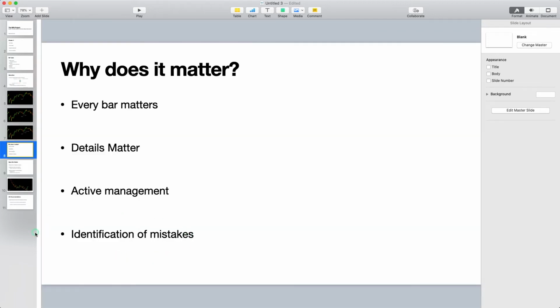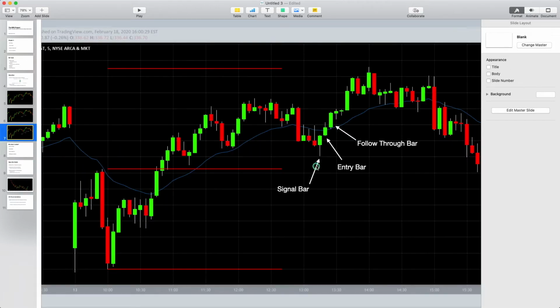And then finally, identification of mistakes. I know for me, there are a lot of times where I'll buy below the moving average and the entry bar and follow-through bar won't break above the moving average. They'll stay below it. And if you can notice that's your biggest problem, that when the follow-through bar doesn't break above the moving average, then it's forming a bear flag.